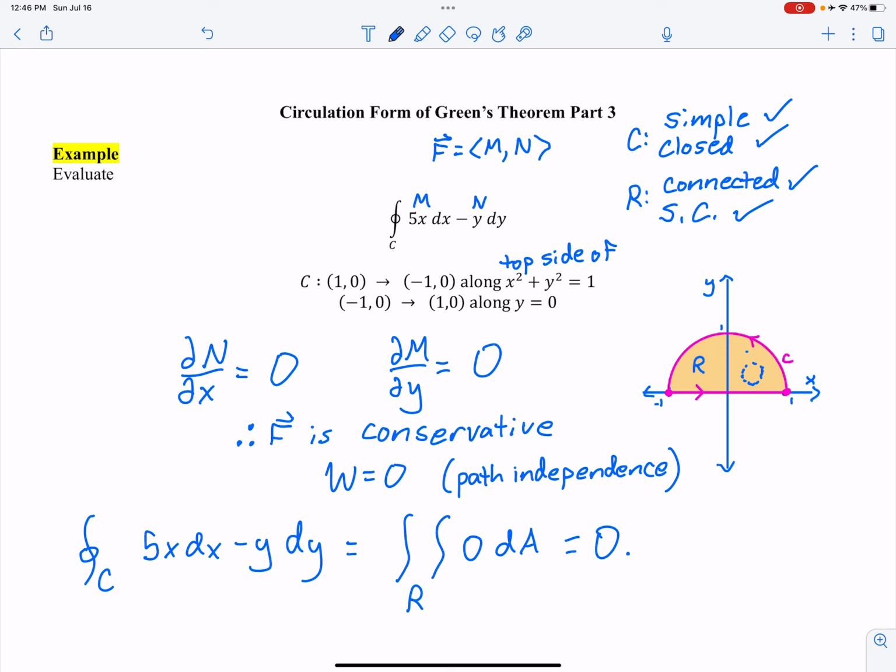Still not a lot of work. But yeah, conservativeness brings nice calculations.